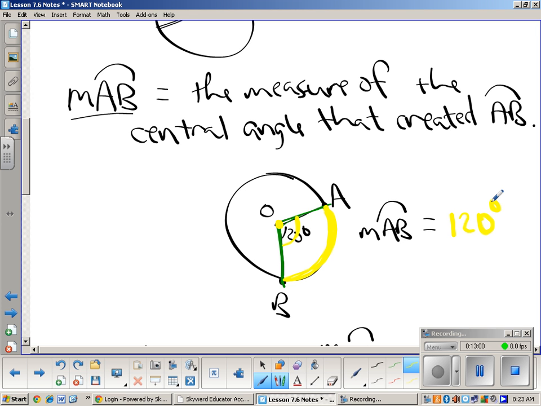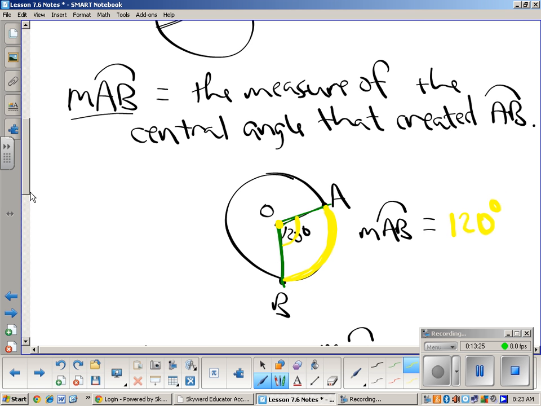Okay? The measure of an arc is equal to the measure of the central angle that created that arc. The central angle has the vertex at the center of the circle. Okay? Measure of an arc, length of an arc are two different problems. The measure is simply whatever the measure of the angle is.